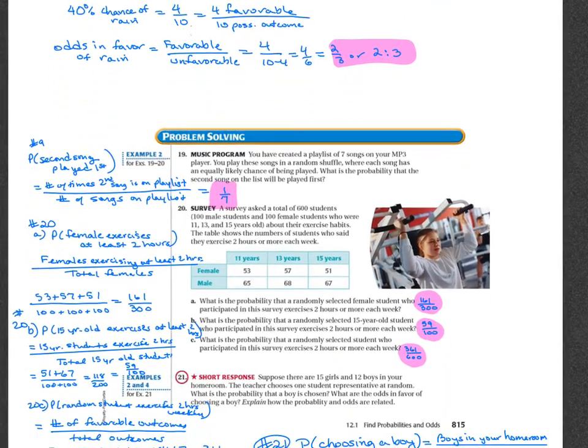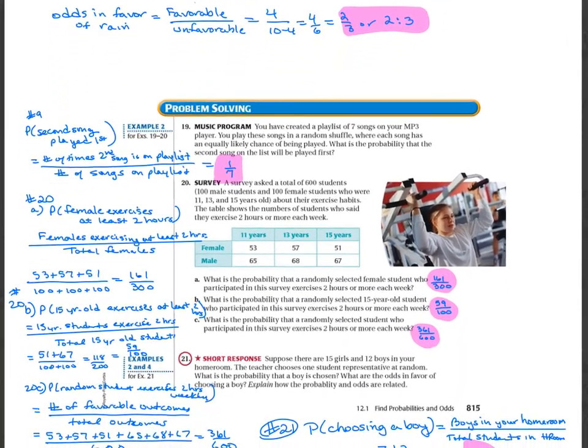Number 20 was the chart. The first one said, what's the probability that a randomly selected female who participated in the survey exercises 2 hours or more each week? So it'd be 161 over 300. It's the females exercising over the total females because it's saying specifically a female student, not just any student.